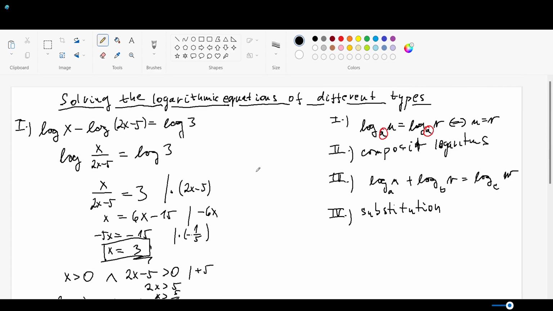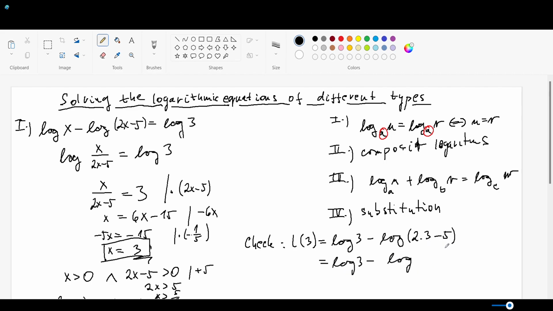which would mean that if we do the check for this equation, we have to find the value of the left side for x being 3, and it would mean then the left side is equal to log 3 minus log 2 times 3 minus 5. So the left side is log 3 minus log 6 minus 5, which is log 1, and 10 to the power of 0 is equal to 1. So this is really equal to log 3, okay?